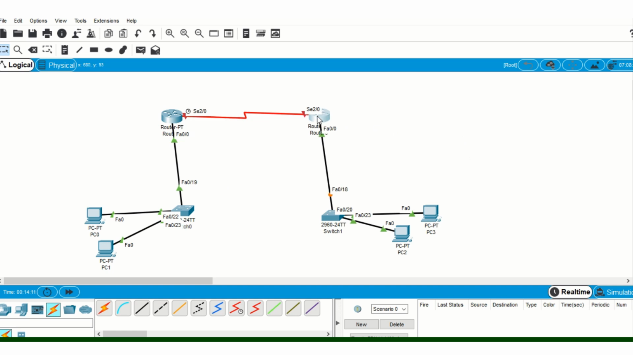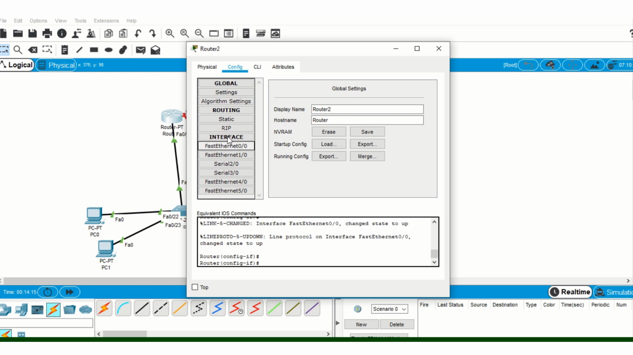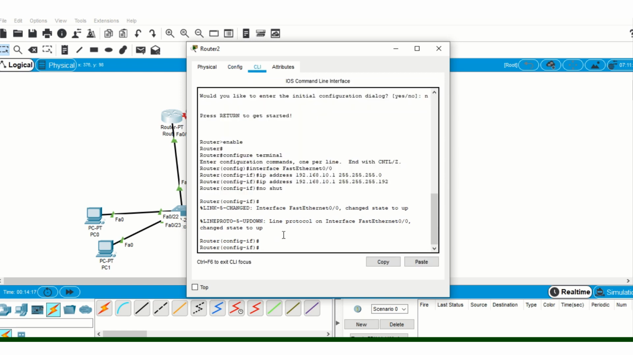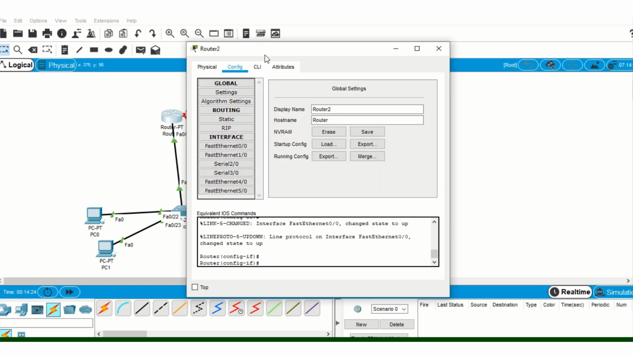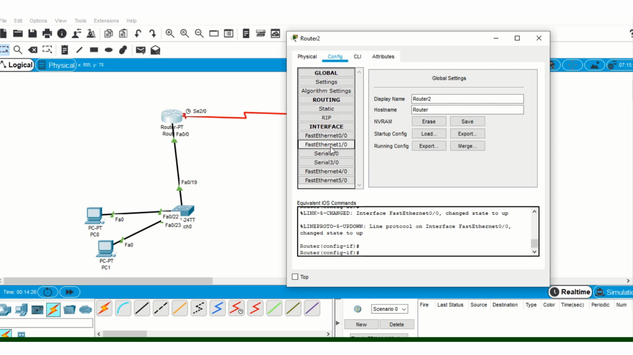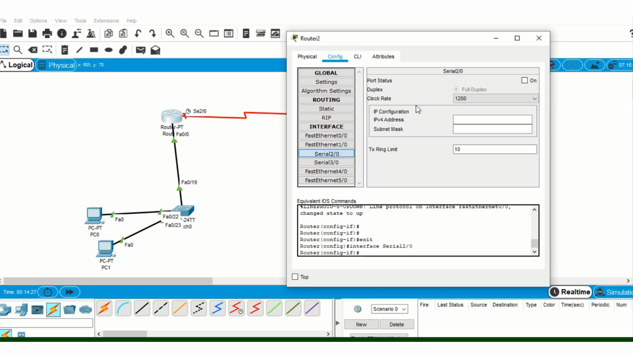For the interface serial 2/0, it is the same as we did previously. I will use this config mode instead of CLI mode. So you should know how to configure from this and this. Okay, from config, its interface is serial 2/0. I will open serial 2/0. Change it to this. IP configuration, I will use 10.0.0.1. Subnet mask is the same.